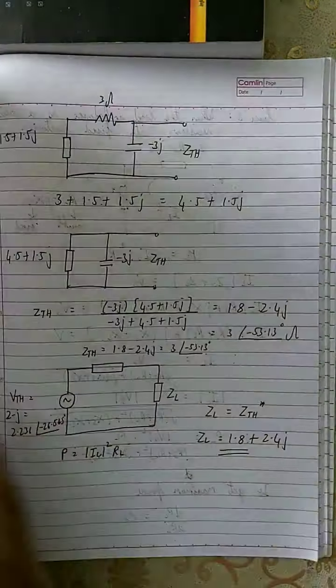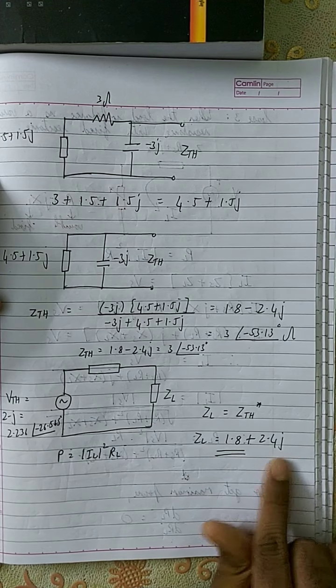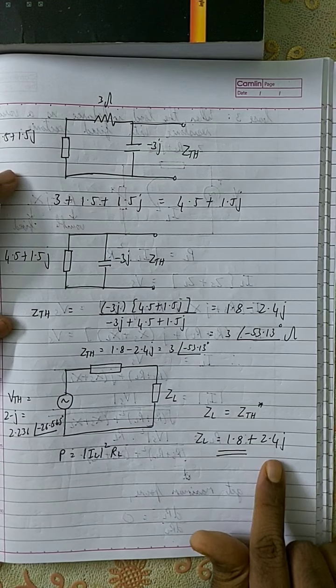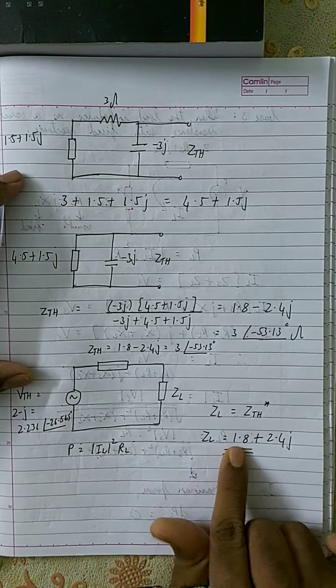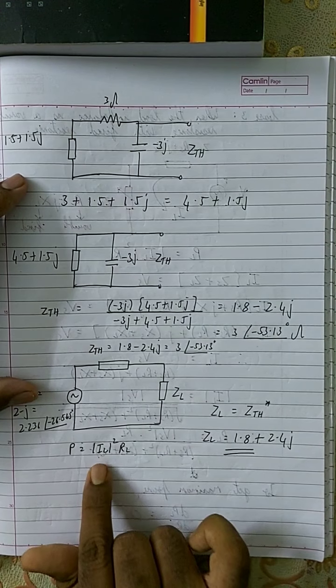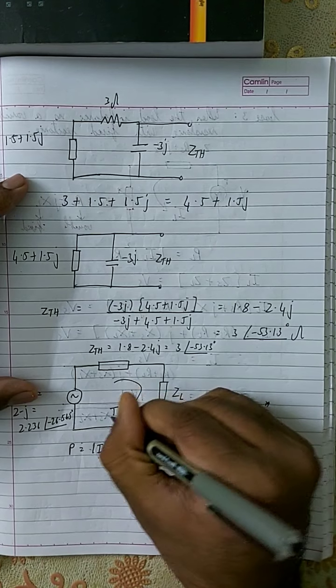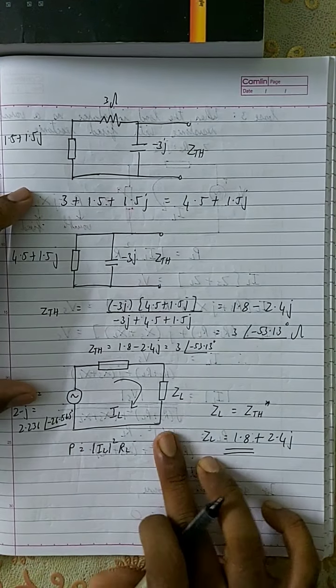This real part means 1.8 ohm resistor, and this 2.4J means it can either be a capacitor or inductor or a combination of capacitor and inductor. It doesn't matter which one it is. So this is a resistor of 1.8 ohm. So the RL value is 1.8. So what is the value of IL? IL is the current through the load impedance, or the current through this mesh.